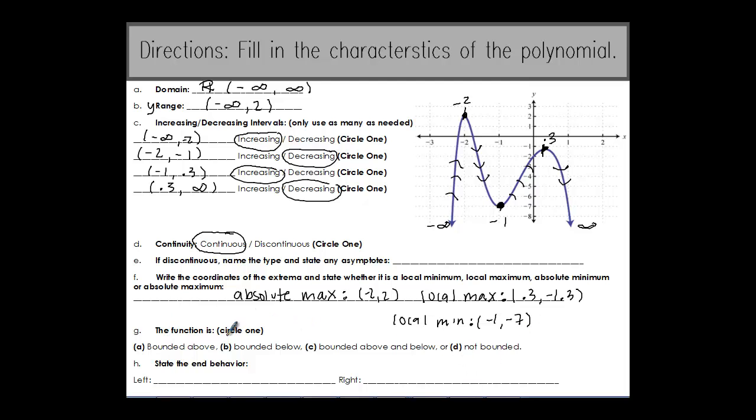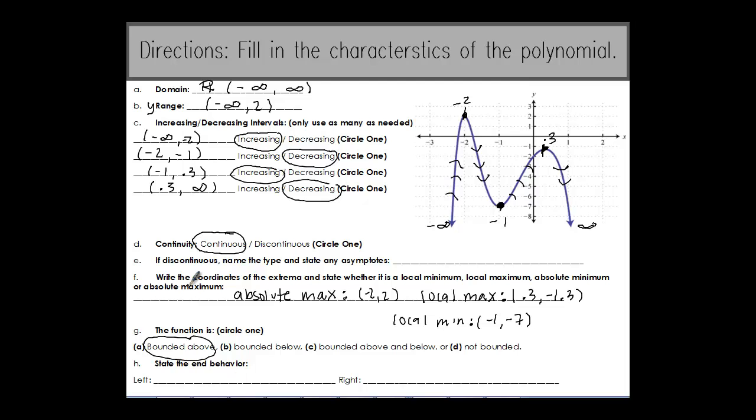Then it asks me if the function is bounded above, bounded below, bounded both, or not bounded. Since we have an absolute y value at 2, that is our very highest y value, that means there are no points above 2, so it would be bounded above.